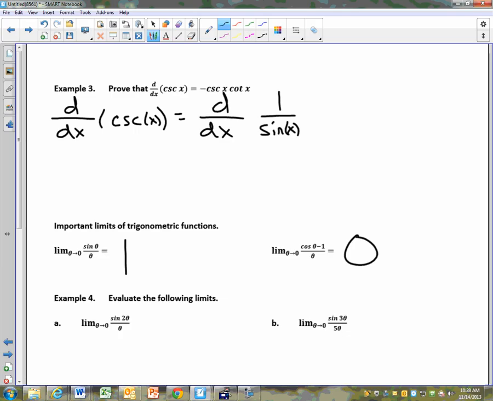In order to prove this, I'm going to rewrite cosecant as 1 over sine. Which rule would I use to take the derivative of that? I would use the quotient rule. And if you're going to use the quotient rule, you take the derivative of the top, which is 0, times the bottom left alone. I'm just writing the work so that Jesse can see it. And then we're going to subtract the top, which is 1, times the derivative of the bottom.